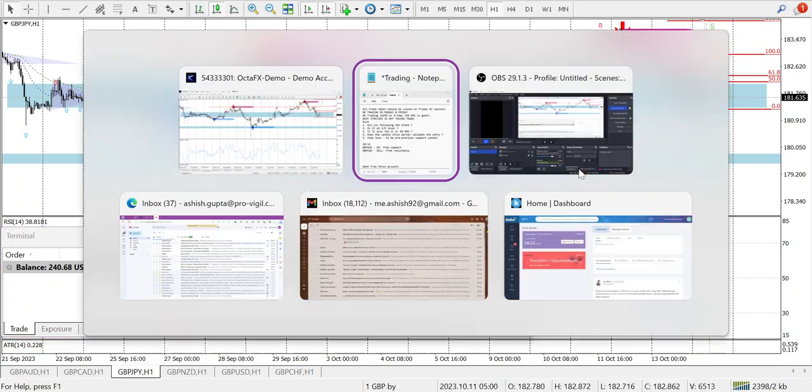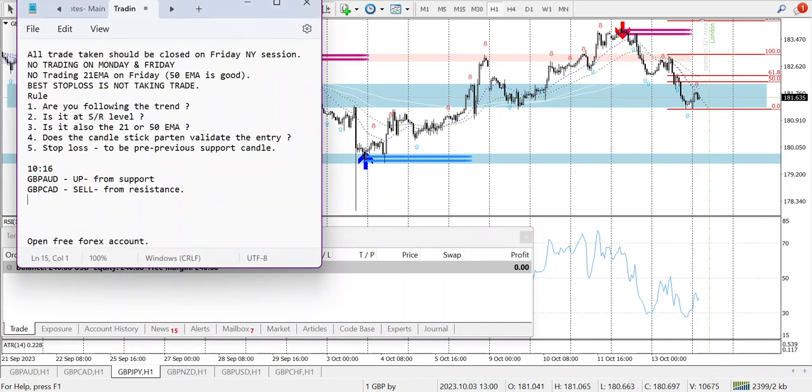GBPJPY. GBPJPY sell. I have to take a maximum of 4 trades. I can take 3 to 4 trades in a day, and not more than that. Sell if it breaks the zone or the 50 Fibonacci.